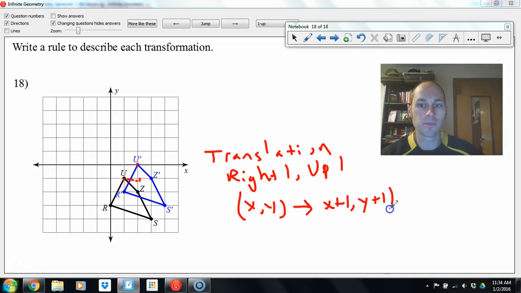So either way works, but you want to make sure you also give not only translation, but a direction, whether it's right or using the arrow notation. Okay, and the other thing to keep in mind is pre-image, image. We know the image always has the prime notation.